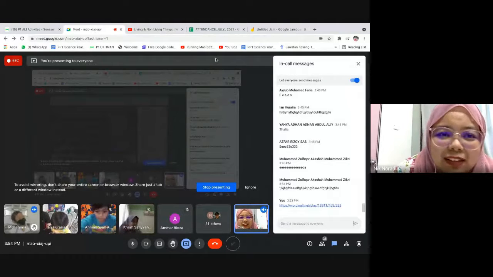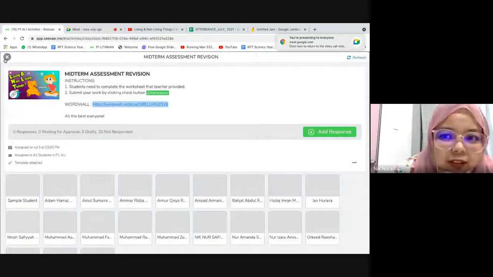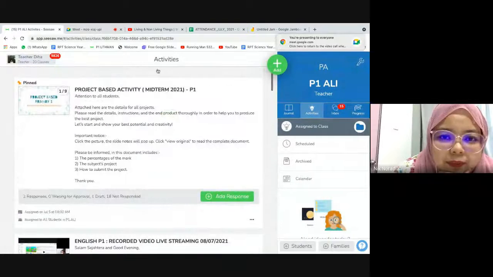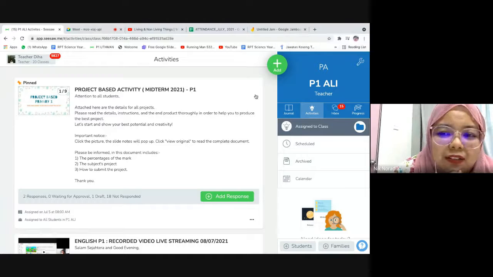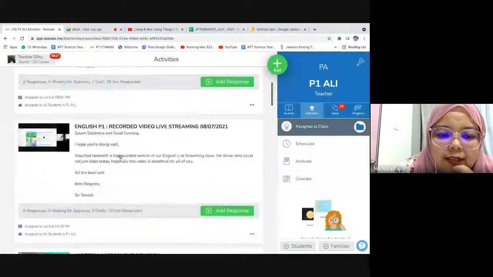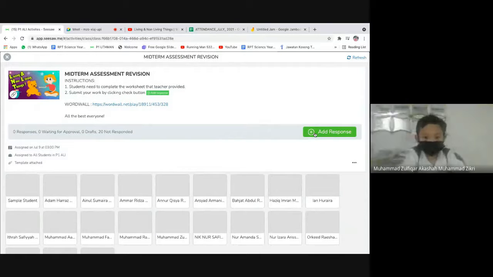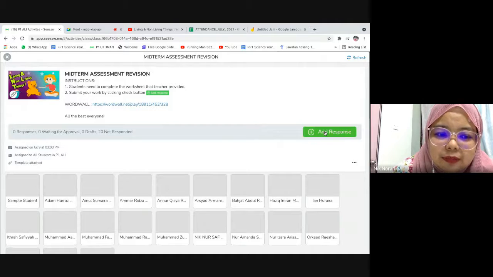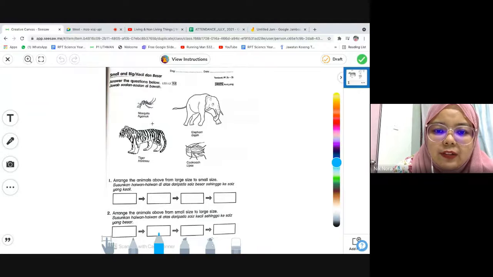Kasha, do you have anything to ask teacher? Teacher, already send the seesaw? The seesaw, I don't understand. Don't understand what to do. Kasha, have you already opened your seesaw? Kasha, already opened the activity? Yes. Okay, wait, teacher will show you. Kasha, have you clicked add response? Yes. Okay, so when you choose your name, you can see the worksheet here, right? Can you see the worksheet at your seesaw? Yes.